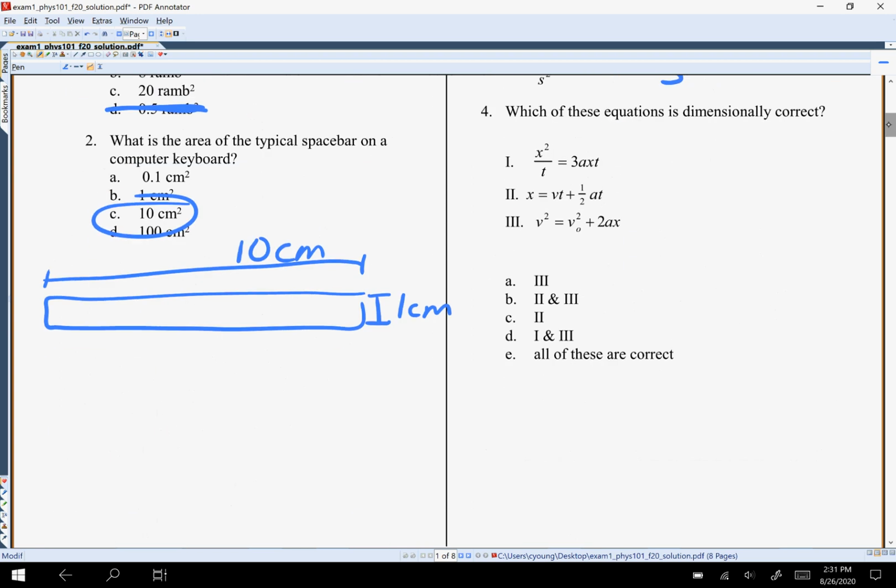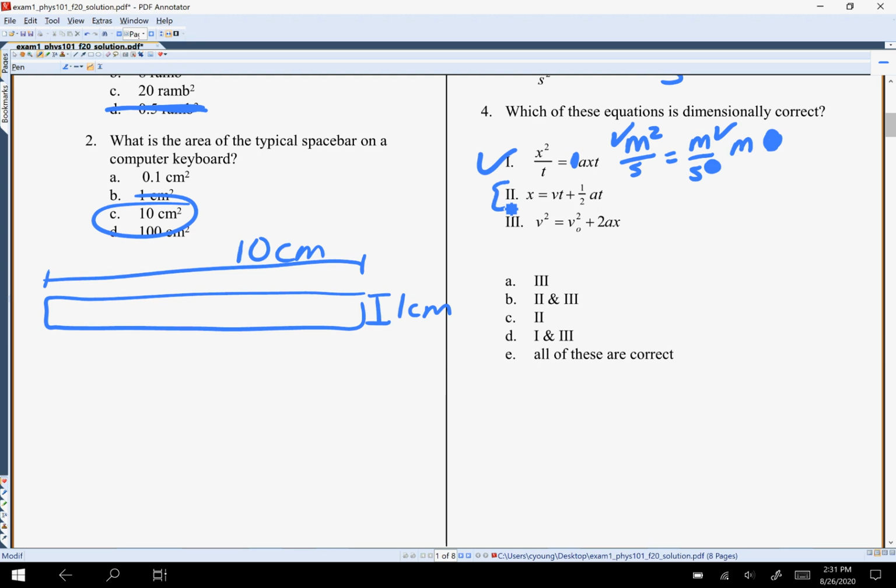Which of these equations is dimensionally correct? Okay, so let's do the units for this first one. I'm going to have meters squared per second. That's xt, where the 3 doesn't matter there. I have meters per second squared, meters, and seconds. So here, one of these seconds cancels out with one of those seconds, and I'm left with meters squared per second and meters squared per second. So this one checks out.